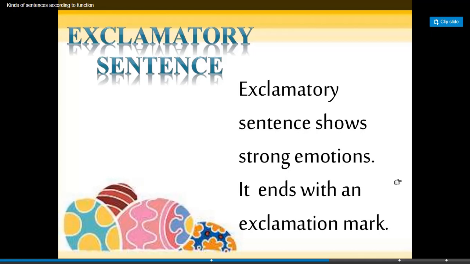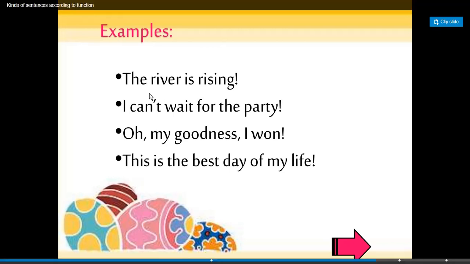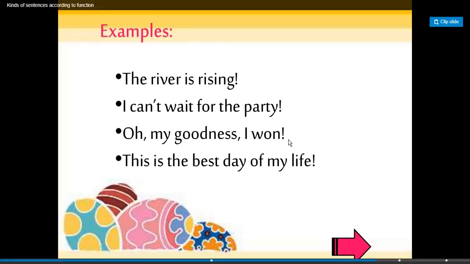The next one, we have exclamatory sentence. So, exclamatory sentence shows strong emotions. And it ends with an exclamation point. So, when we say strong emotion, just like, for example, you are so happy, you are so mad, you are shocked. So, those are strong emotions. Okay, just like this one. So, it says, the river is rising! I can't wait for the party! I won! Those are strong emotions. And if you will notice, they use exclamation point.